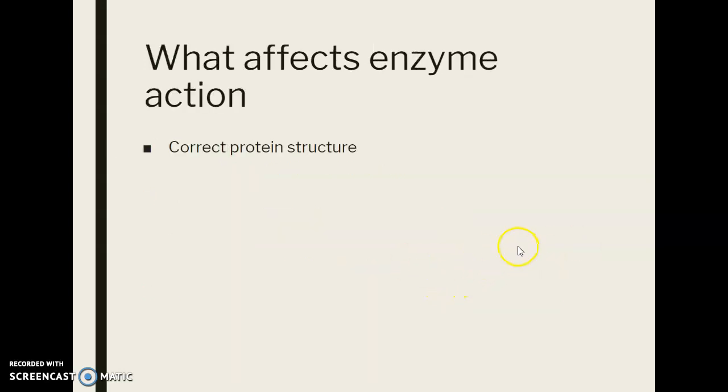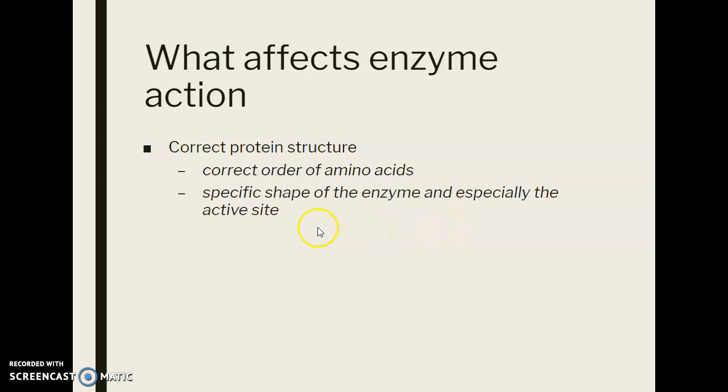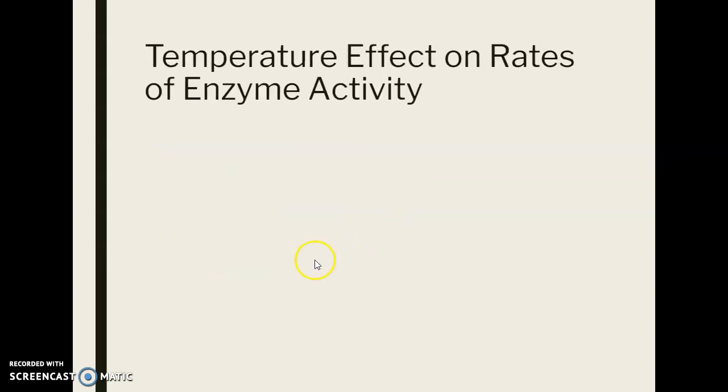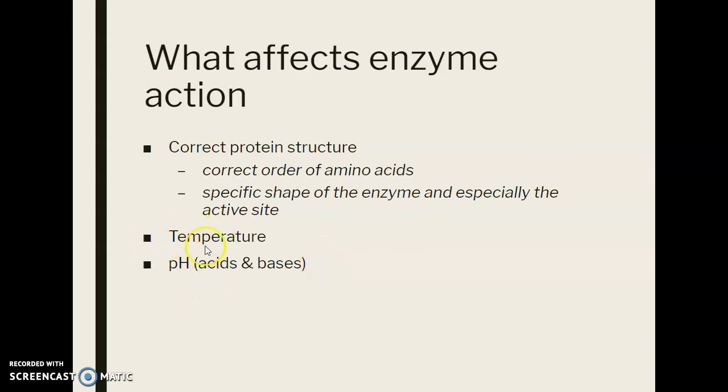So what affects enzyme action? It has to have the correct protein structure, which means it has to have the right order of amino acids. Remember, your proteins are made up of amino acids. They have to have a specific shape, especially in that active site, because that is where they're going to be bonding. Usually there's a certain temperature and a certain pH where those enzymes work the best. If we change any of these things, it can affect how this enzyme works. It can slow it down.